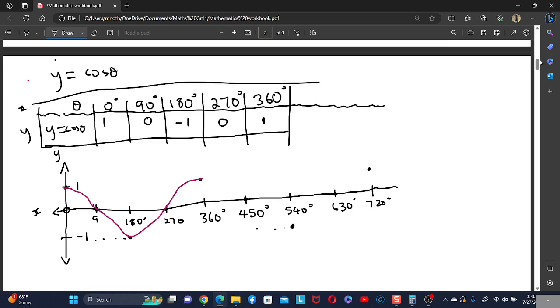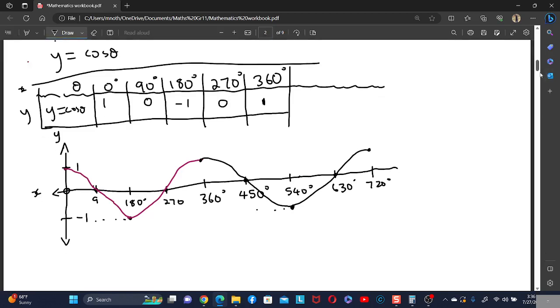So now this means that our graph starts from here. This is our graph. Now you can see that our graph is repeating itself. Same as the sine function, this one is repeating itself again.